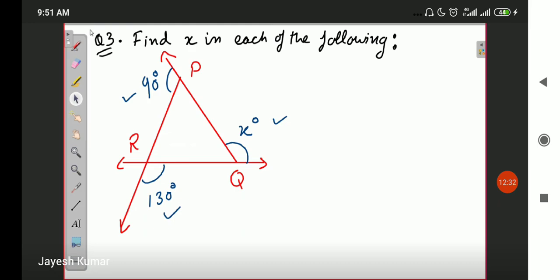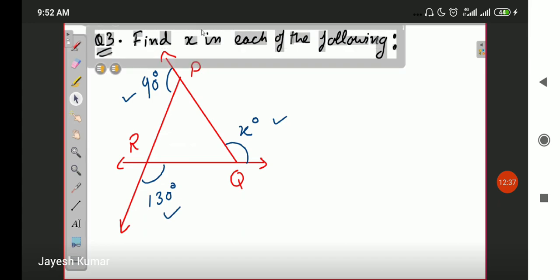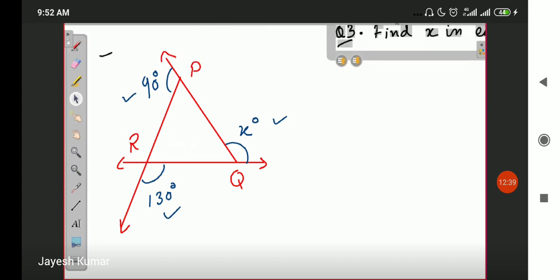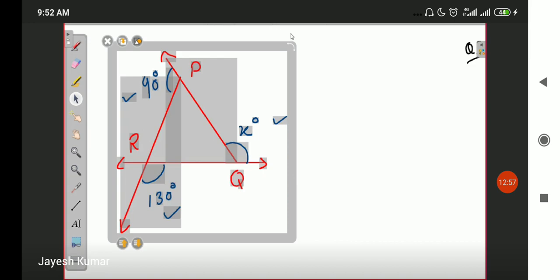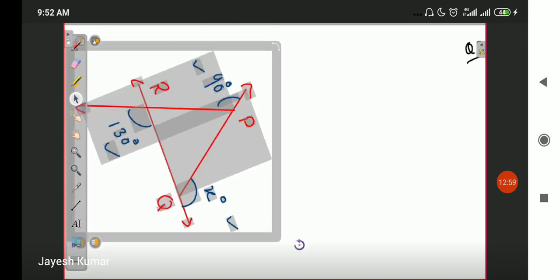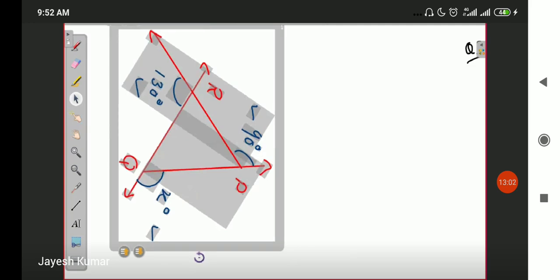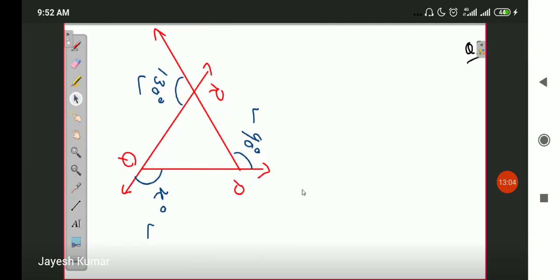First of all, let us shift the question somewhere else. And let me shift this as well. Why not delete it? Unnecessary thing. And let me take this diagram and rotate it. Okay, I've rotated this diagram, so that you can identify the position of each and every angle.